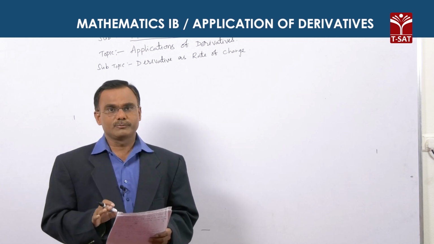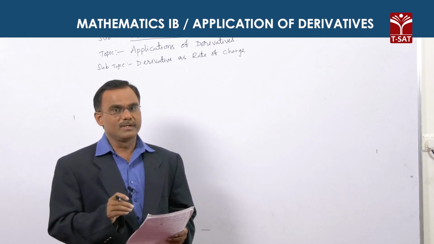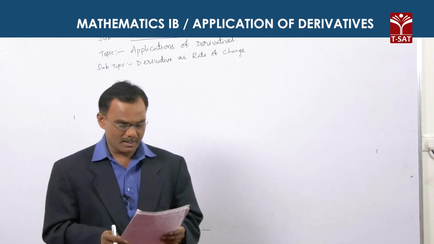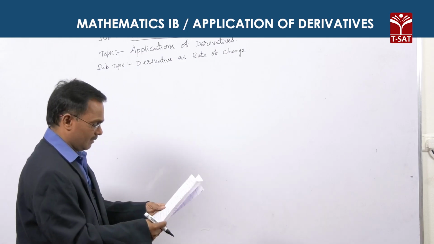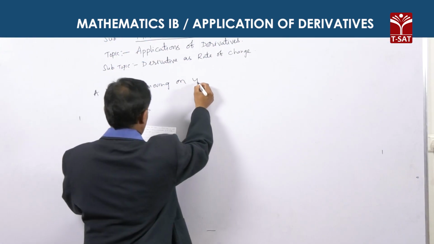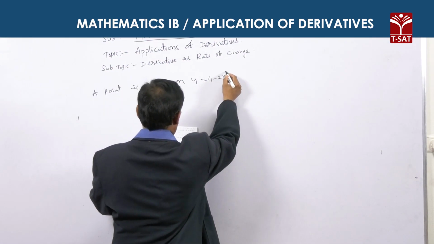So in the last class we discussed some of the problems on derivative as the rate of change. We continue that, the applications of derivatives, here. A point is moving on y = 4 - 2x².